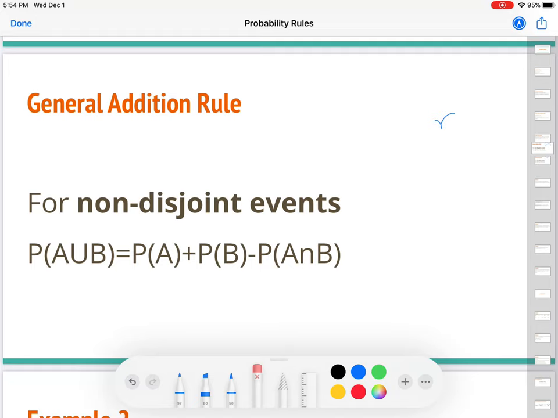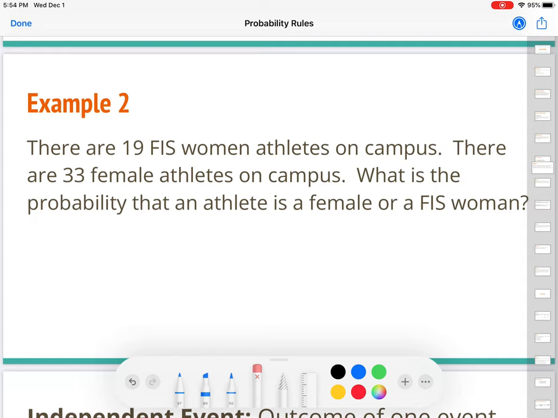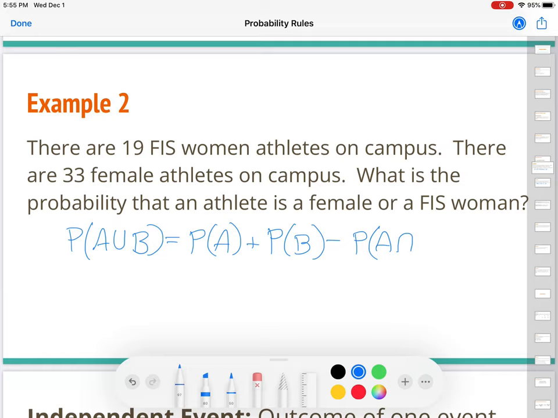So again, 19 FIS women athletes on campus, 33 female athletes on campus, 64 total. What is the probability that an athlete is a female or a FIS woman? Remember, you can be both of these at the same time. So we're looking at probability of A or B, but they're not mutually exclusive. So it's probability of A plus probability of B minus the probability of A and B.